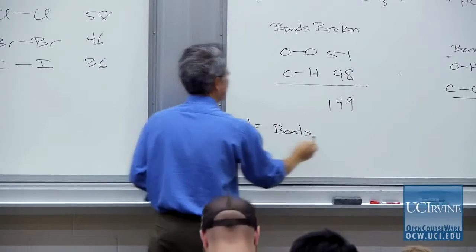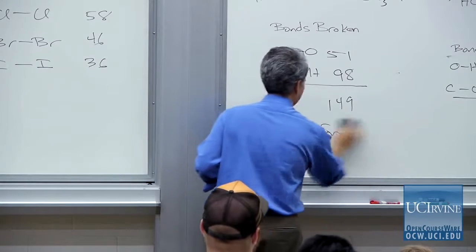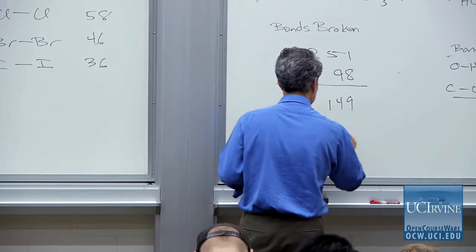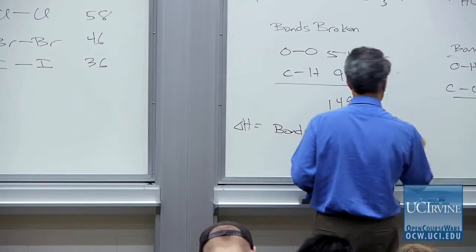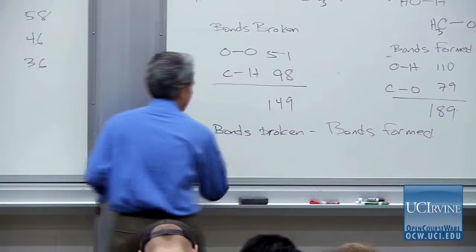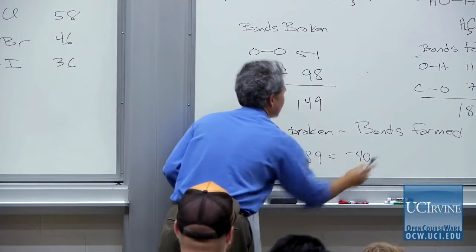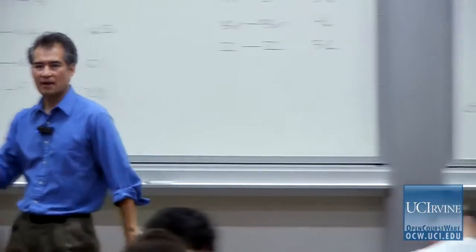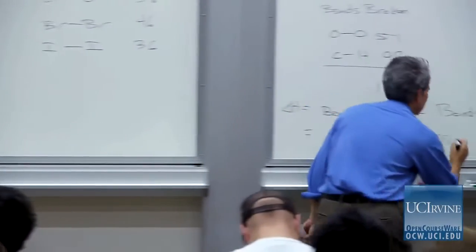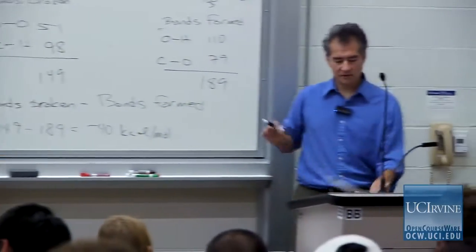And so when we do our final calculation, we're going to say delta H is equal to bonds formed. Actually, if we want this to turn out to have the right sign, bonds broken. And that's going to be equal to 149 minus 189, which is equal to minus 40. Minus 40 kcals per mole down, that means downhill. Enthalpically, this is a favorable process. That's enthalpically favorable for you to do this reaction.